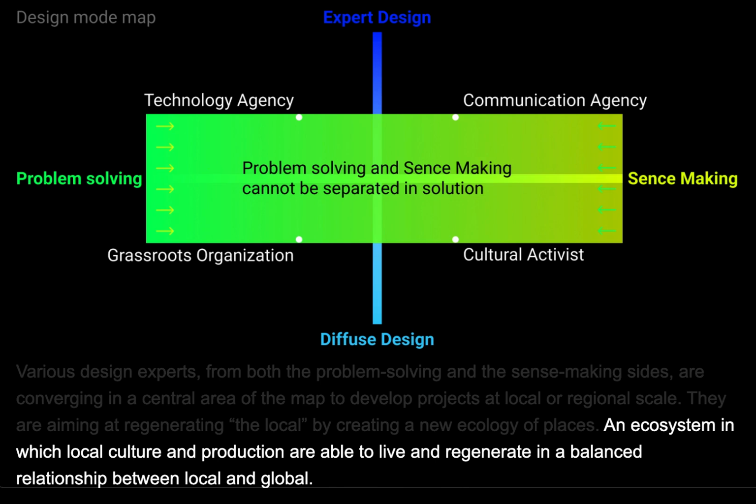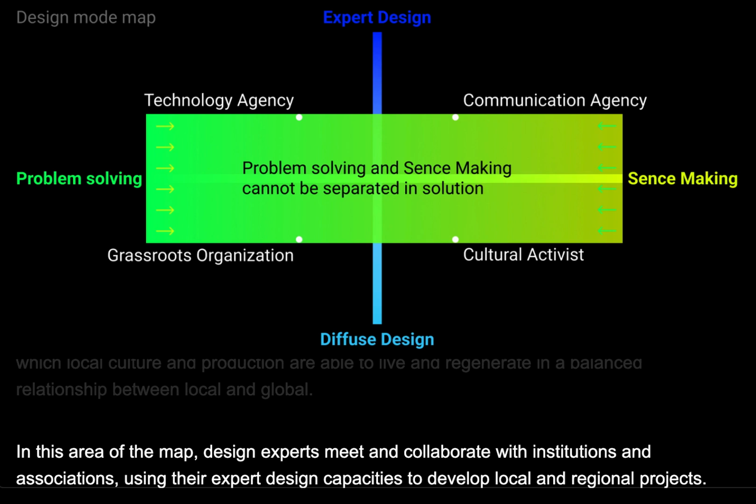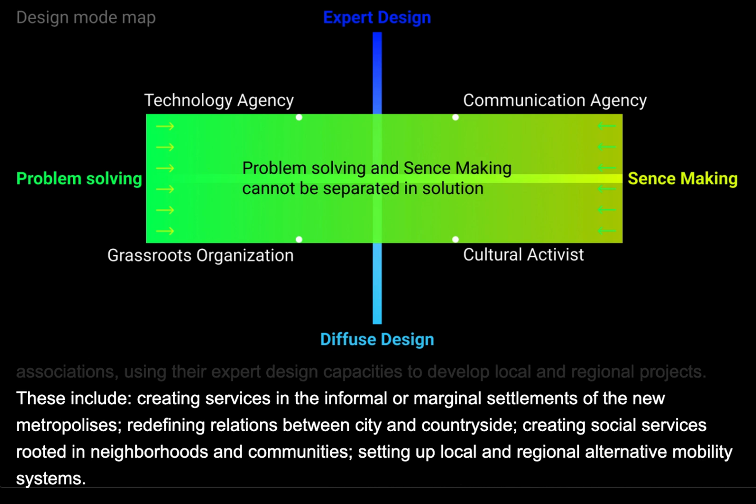In this area of the map, design experts meet and collaborate with institutions and associations, using their expert design capacities to develop local and regional projects. These include creating services in the informal or marginal settlements of the new metropolises, redefining relations between city and countryside, creating social services rooted in neighborhoods and communities, setting up local and regional alternative mobility systems.